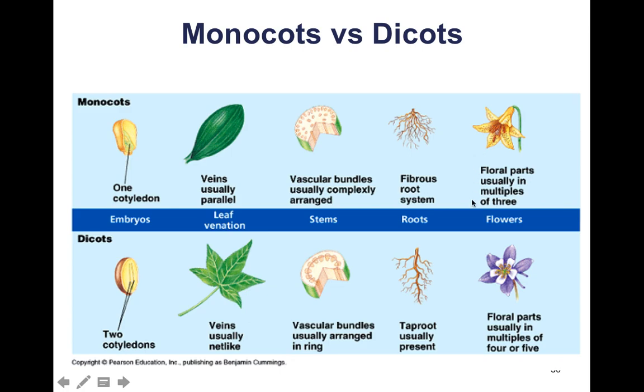Now dicots will have flower parts in multiples of 4 or 5. This is a columbine flower, and you can see that there's 5 sepals. So this is a situation where the sepals look like petals, just like up here. 5 petals, and then the stamens will be 5 or 10 or whatnot, and then usually the carpel is fused, but sometimes you'll actually have multiple carpels.